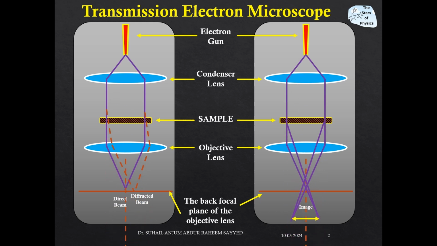And these are the ray diagrams of these. This one is for the direct beam and diffracted beam. So this gives the SAED pattern, that is the selected area diffraction pattern, and this one gives the image of the sample. Now here you can see that the electron beam is transmitted through the sample. In both these diagrams you can observe that. So therefore it is called transmission electron microscope.